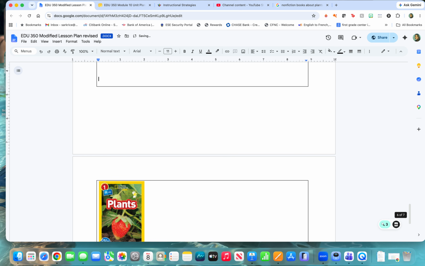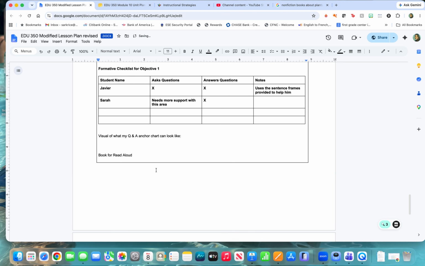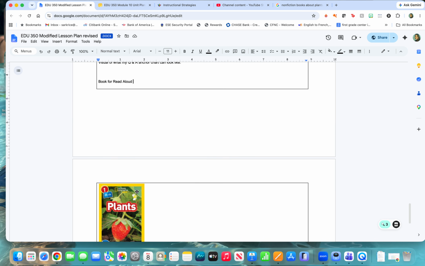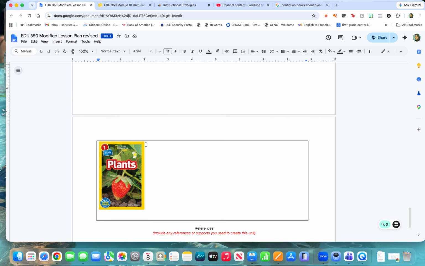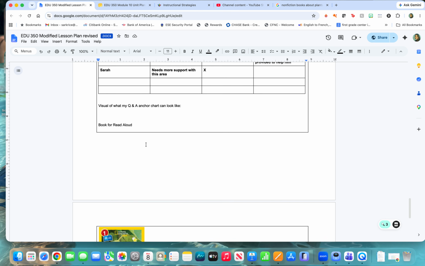So this is the National Geographic book for read aloud. If I want to put it here just as an appendix, make sure if you put anything in the appendix, just caption it so it's not just random images. But like I said, I just added this section to really help give the person looking at this lesson plan a way to really understand how you're doing it.